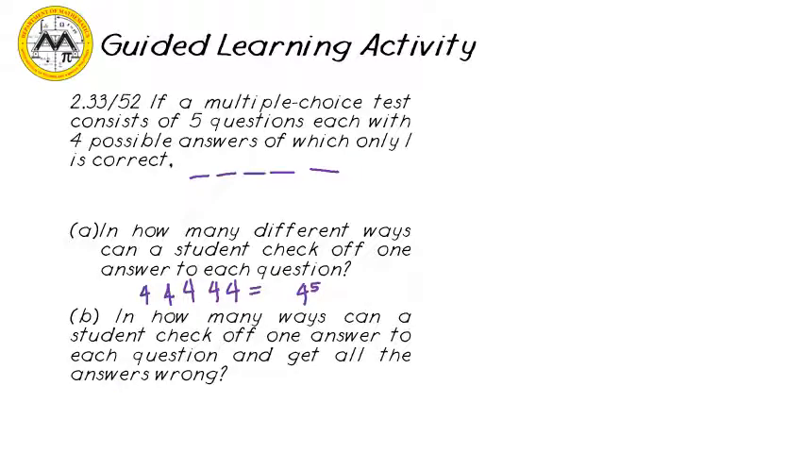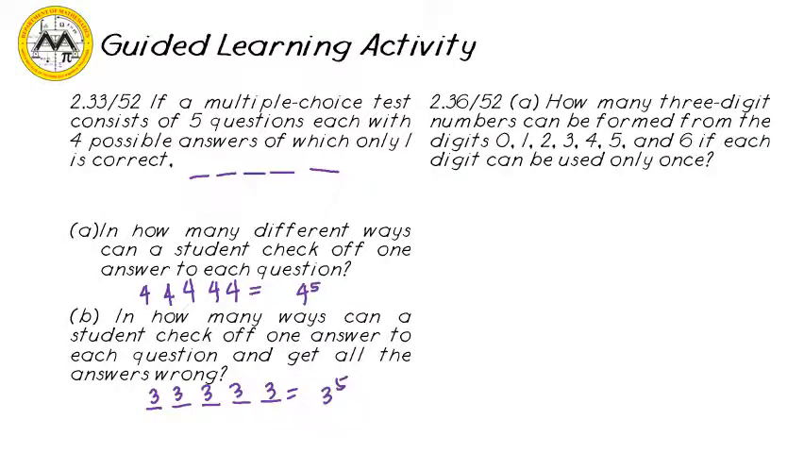In how many ways can a student check off one answer to each question and get all the answers wrong? So from the 4 choices, there is one correct answer. So if we're not going to choose the correct answer, there would be 3 wrong answers. So that would be 3 times 3 times 3 times 3 times 3. So that would be 3 raised to 5. This is somewhat similar to the previous example.